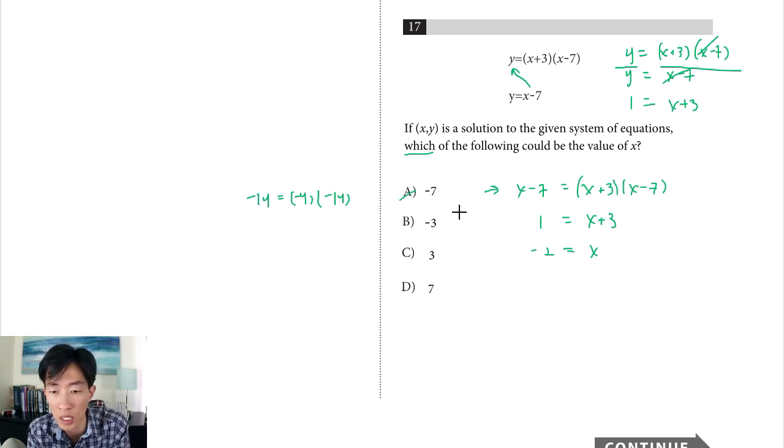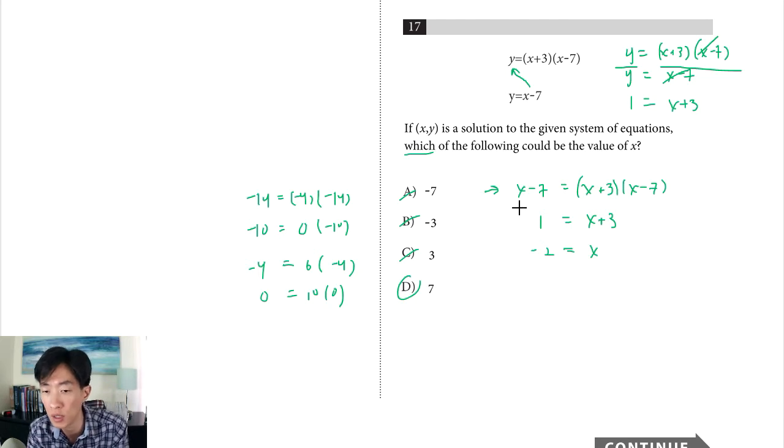Choice B, negative 3 minus 7 is going to give us negative 10. That's going to equal negative 3 plus 3, which is 0, times negative 3 minus 7, negative 10. So 0 equaling negative 10, not going to work. Choice C, 3 minus 7 is negative 4, equals 3 plus 3 is 6, times 3 minus 7, negative 4. Obviously doesn't work as well. Choice D, 7 minus 7 is 0, equals 7 plus 3 is 10, times 0. And choice D actually works because 0 equals 0.